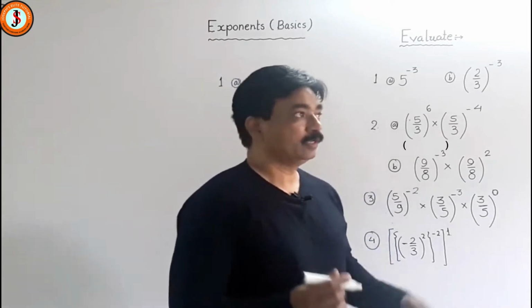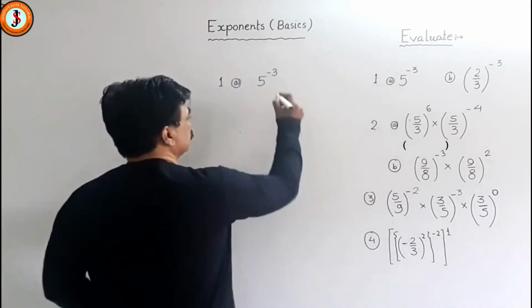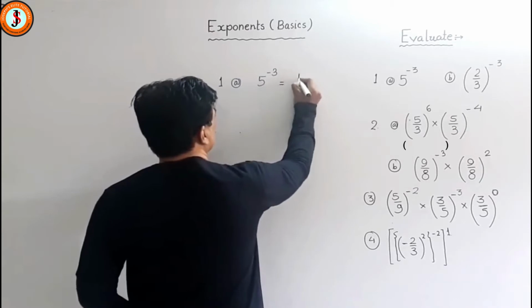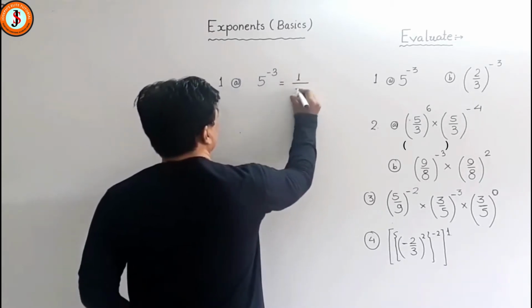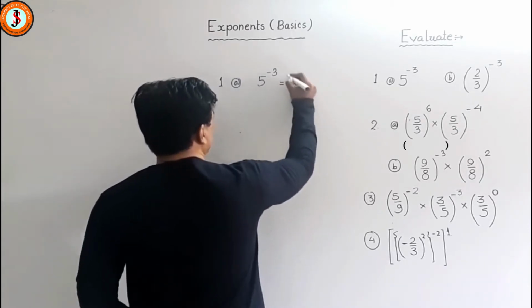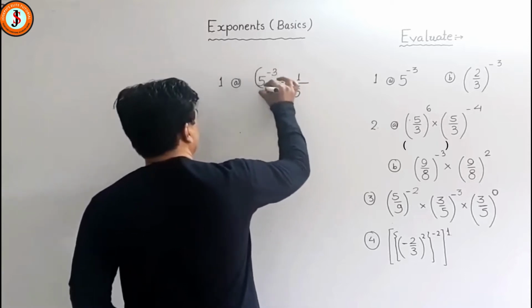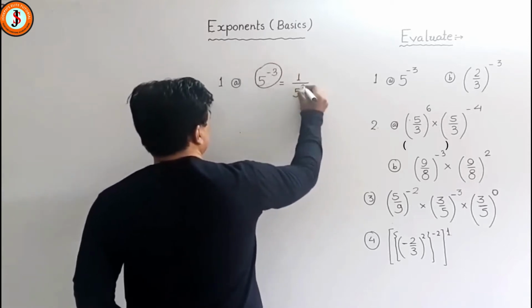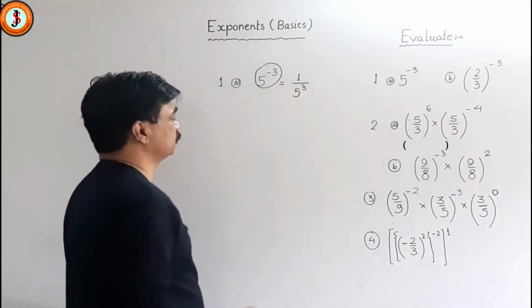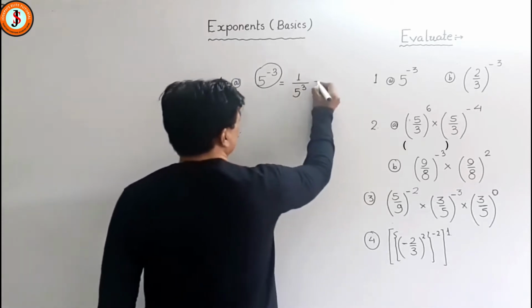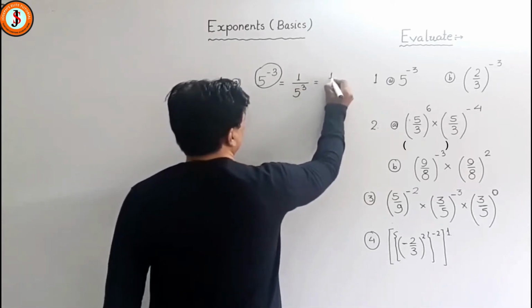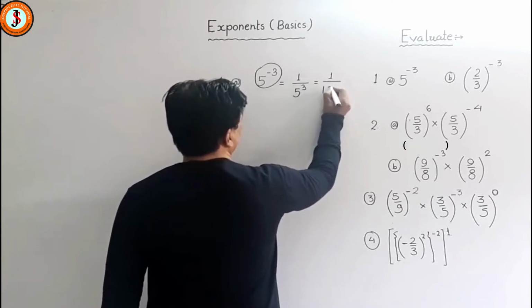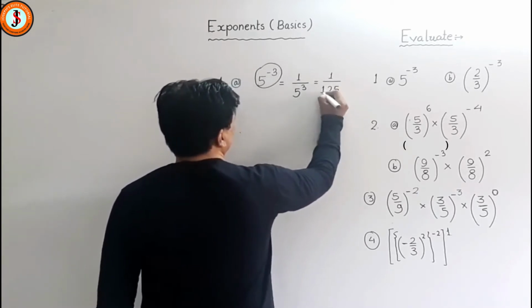So always think of this as a fraction. We can make the power positive by taking the whole part on which there is a power and putting it in the denominator. That means we exchange. So this becomes 1 divided by 5 cube, which is 125.